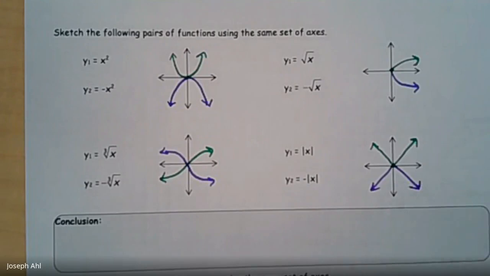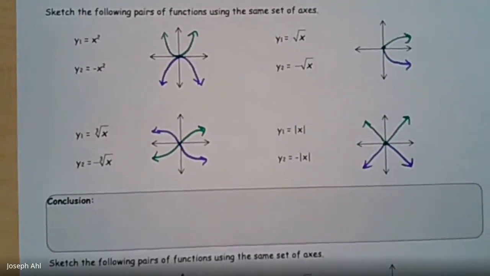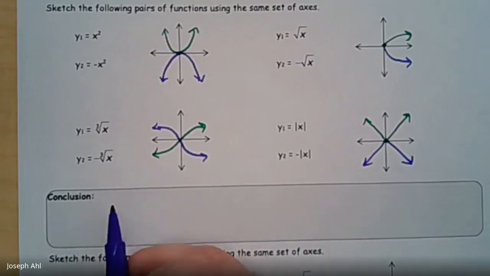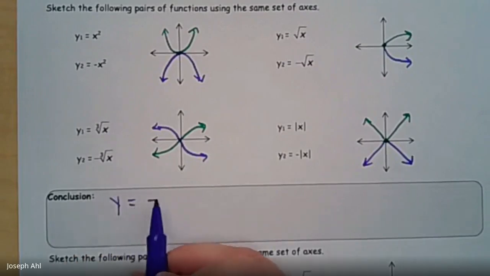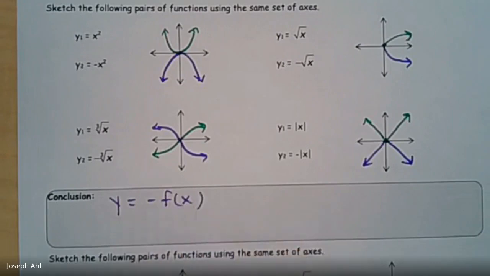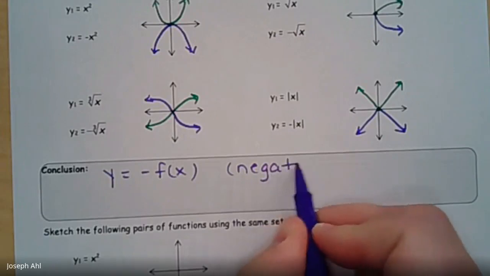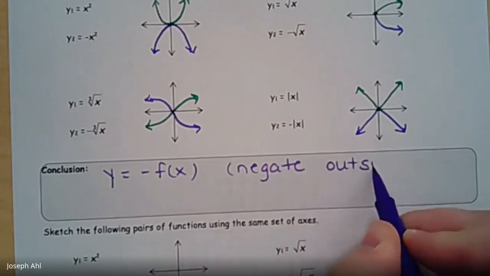it's going to do this for the absolute value function. So I'm hoping that as you're sketching those alongside me here, that you're thinking, hey, I know what transformation that is. And the conclusion is, if you have something of the form y equals negative f of x, I want you to think of this as you're negating the outside of the function.